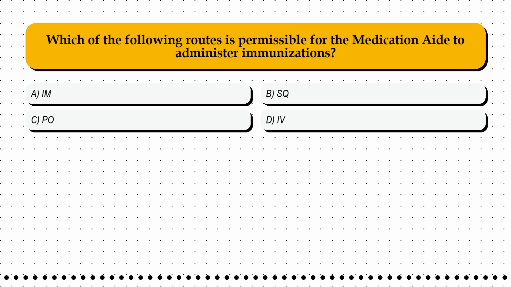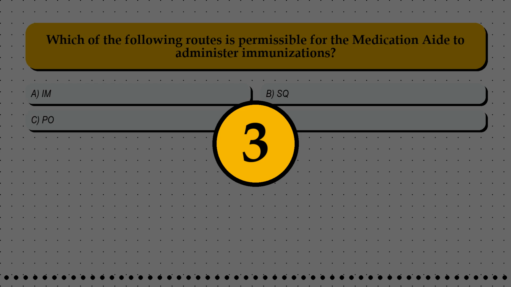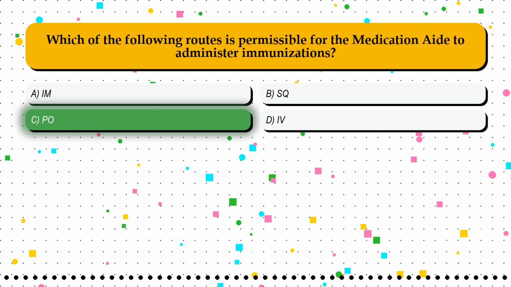Question 129. Which of the following routes is permissible for the medication aide to administer immunizations? Option A, IM. Option B, SQ. Option C, PO. Option D, IV. The correct answer is option C.